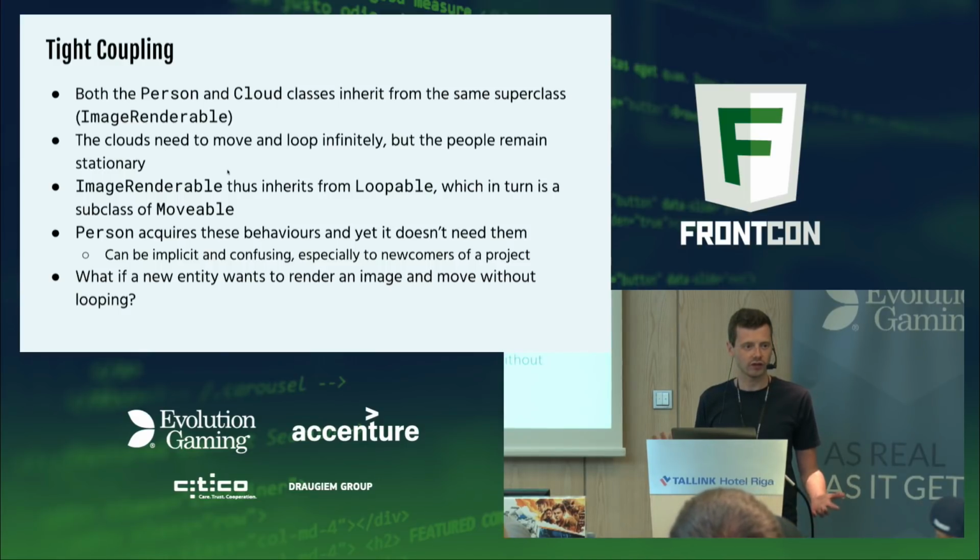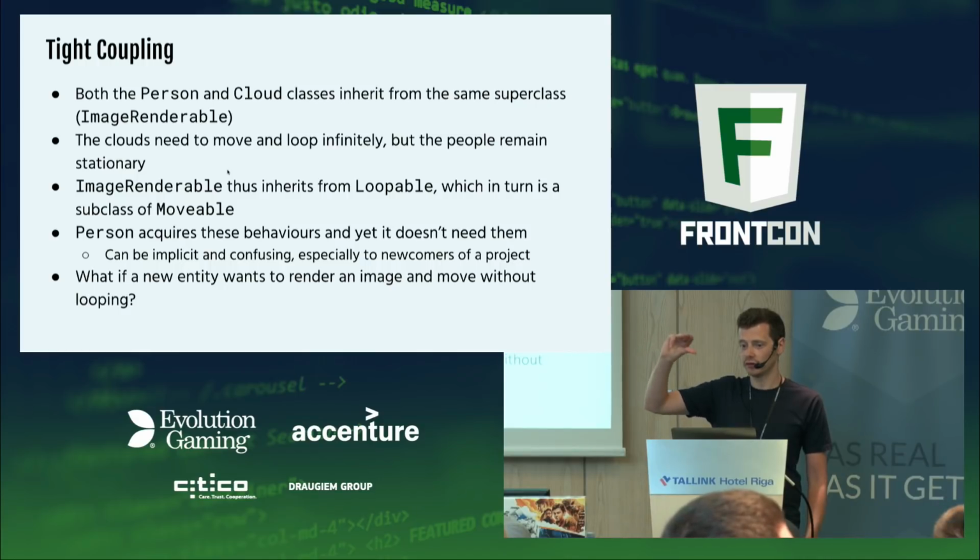And furthermore, what if I wanted to introduce an entity that may be moved across the screen just once that was also an image, but then it didn't loop round again? Then this inheritance graph doesn't make any sense.